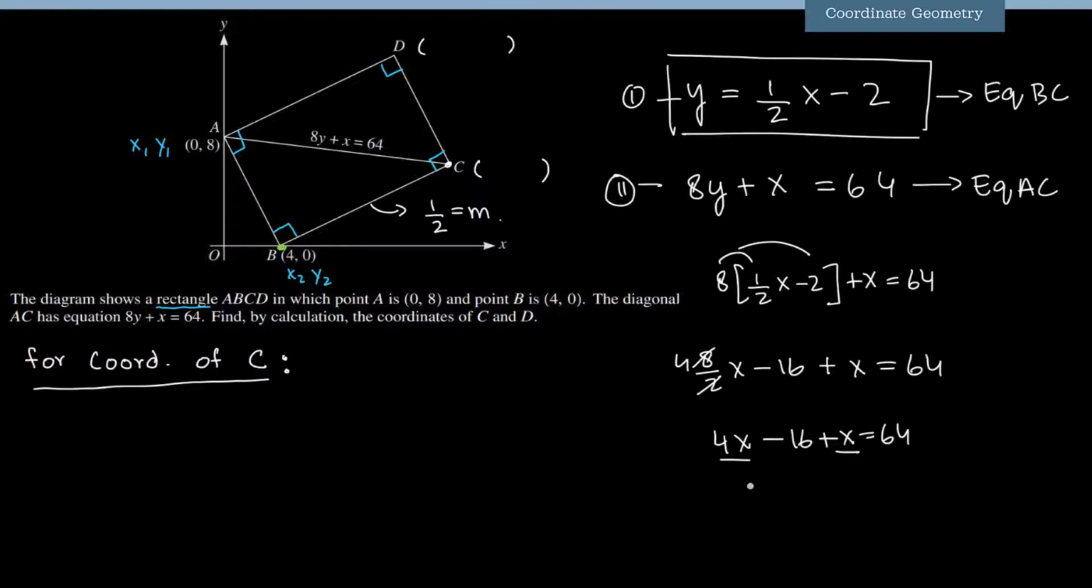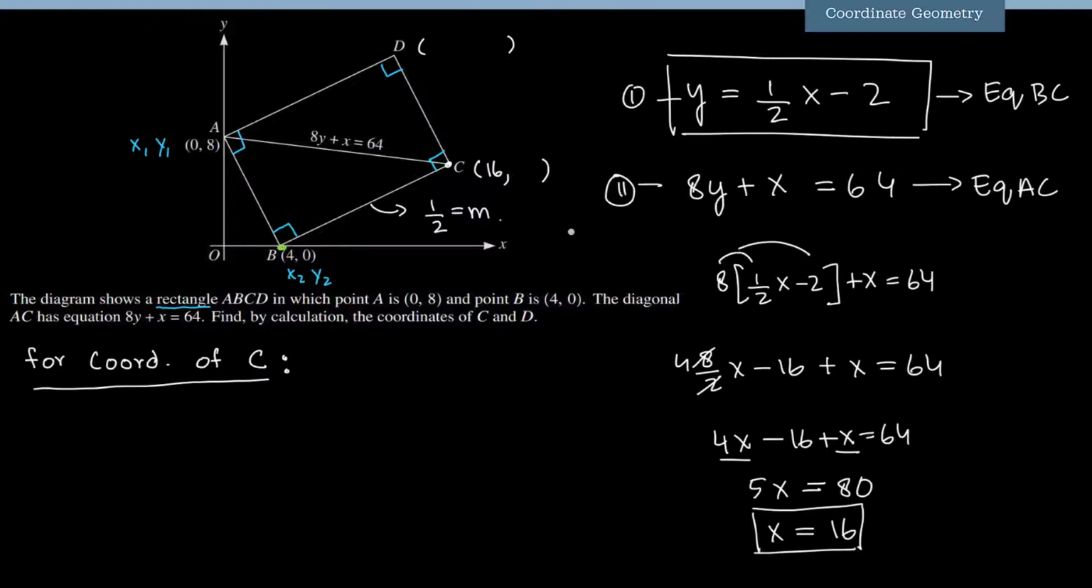4x plus x is 5x, and adding 16 on both sides would give me 64 plus 16, which is 80. And dividing by 5 on both sides would give me x as 16. So the x coordinate of point C is 16.